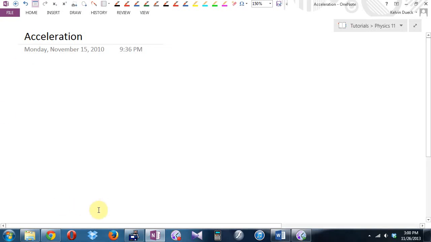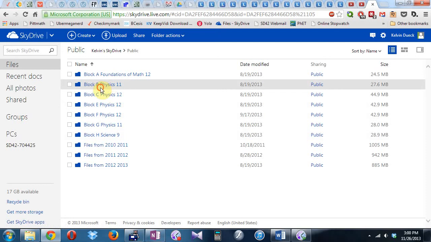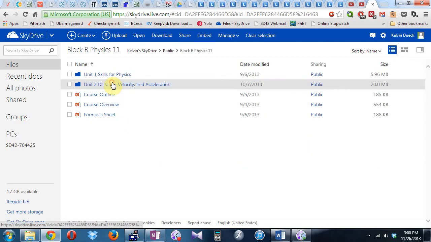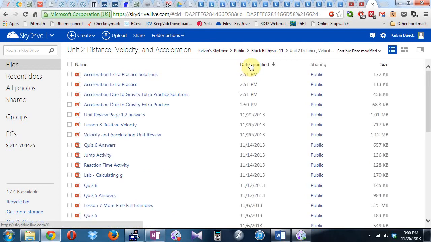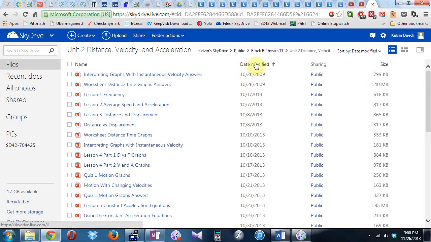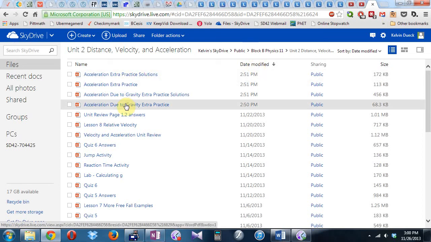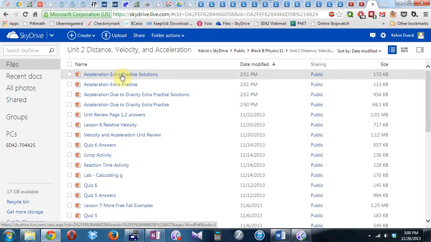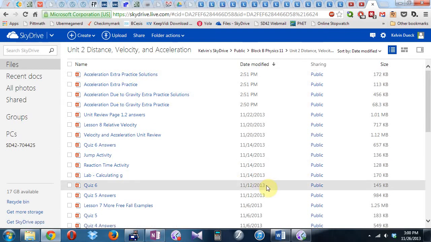So I went to his website, and on our pitmath.com, when you click for today's notes, I'm going to assume all of you have seen this SkyDrive page. If you go to block B or block G, doesn't matter, click on Unit 2, and then sort by date modified. I've put extra acceleration practice, extra acceleration due to gravity practice, and then solutions. I haven't looked at every single question to see if they work okay, but they look pretty good.